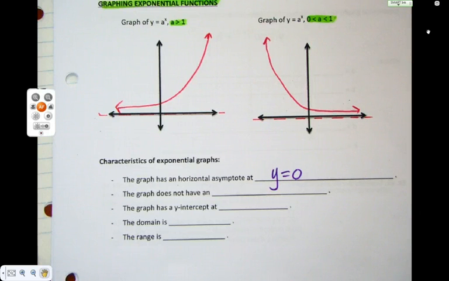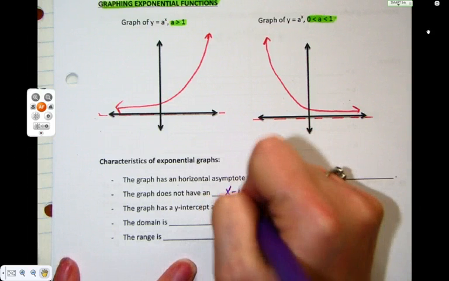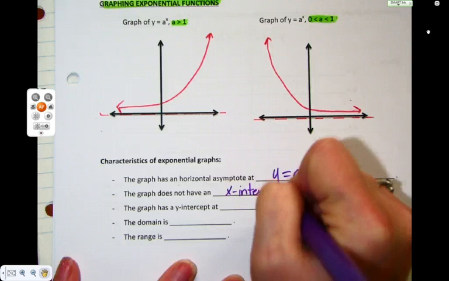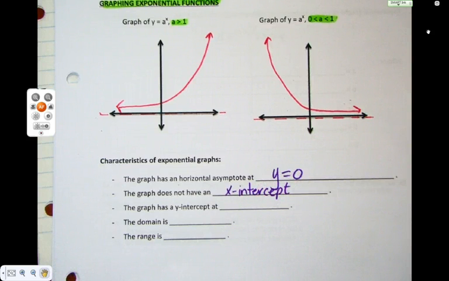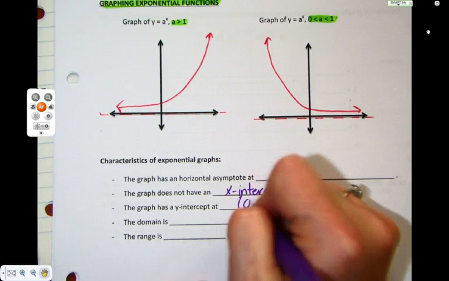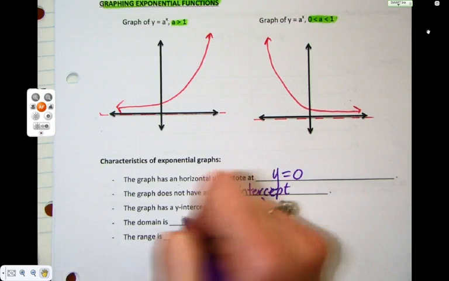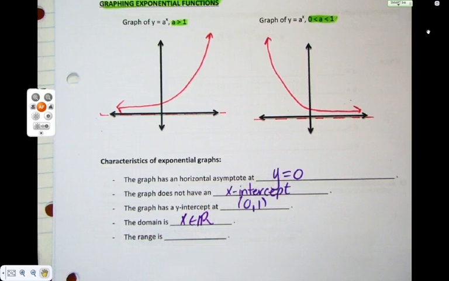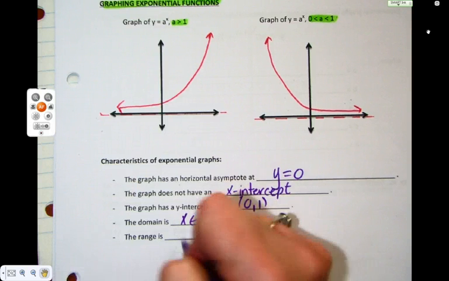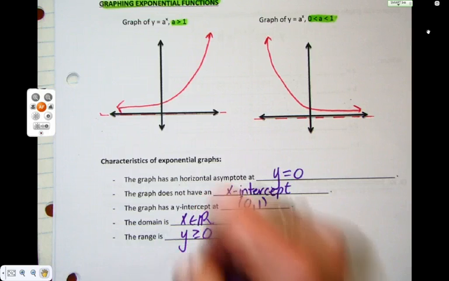Because there's an asymptote at y equal to 0, the graph does not have an x-intercept. The graph has a y-intercept at 0, 1. The domain for either of those? And the range for either of those? Ooh, greater than, not equal to.